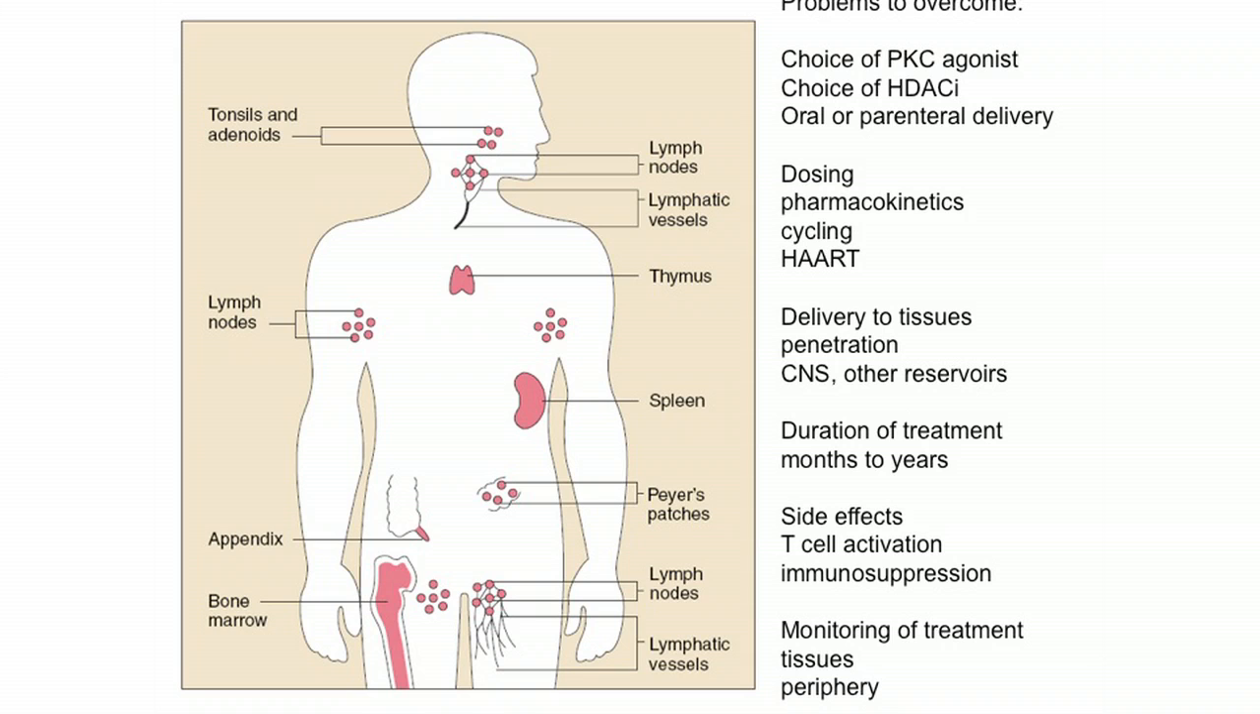Now, obviously, the problems are this, what I already mentioned: what combination of drugs. Dosing is going to be very difficult because of the cyclic nature of this, both NF-kappa B and P-TEFb. How good is going to be delivery of these agents to different organs is another problem. Duration will probably have to be for months to years. Side effects are not clear. I mean, probably rapidly dividing cells are going to suffer from this treatment. And how are we going to monitor this particular treatment is also a big problem.